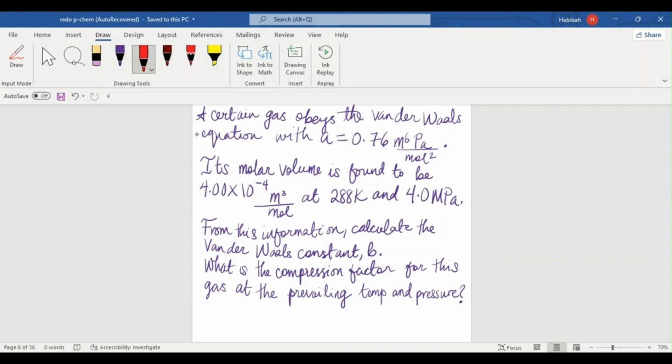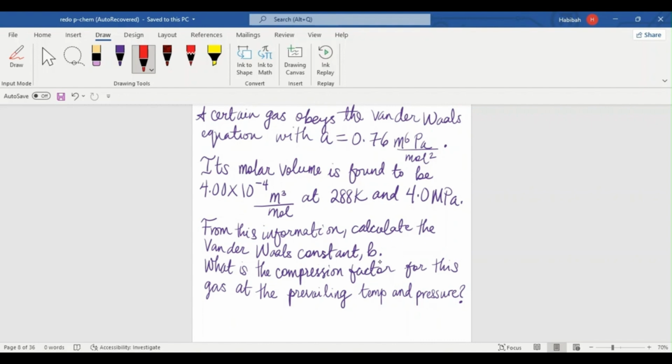Salam and welcome everyone. So today we're going to be working on the question on the screen that says: a certain gas obeys the van der Waals equation with a equals 0.76 meter raised to the power of 6 Pascal divided by mole squared. Its molar volume is found to be 4.00 times 10 raised to the power of negative 4 meter cube per mole at 288 Kelvin and 4.0 megapascal. From this information, calculate the van der Waals constant b. What is the compression factor for this gas at the prevailing temperature and pressure?